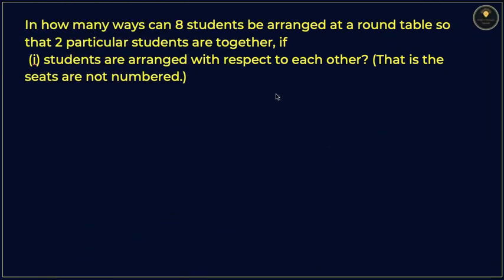This is the problem that we can see, which is coming in the form of a circular arrangement, and here we have to do the grouping of the problem. Here it is given: how many ways can we arrange 8 students in a round table where 2 particular students are together? So we will say there are 8 students, 1, 2, 3, 4, 5, 6, 7, and now we have to do the grouping of any of the 2 students.